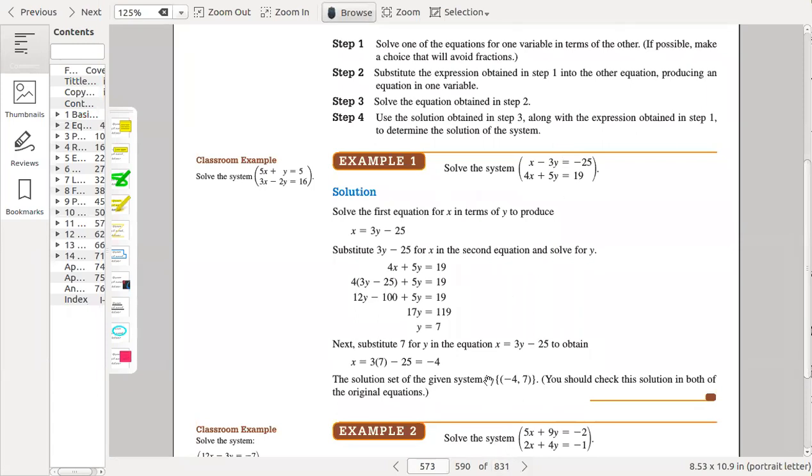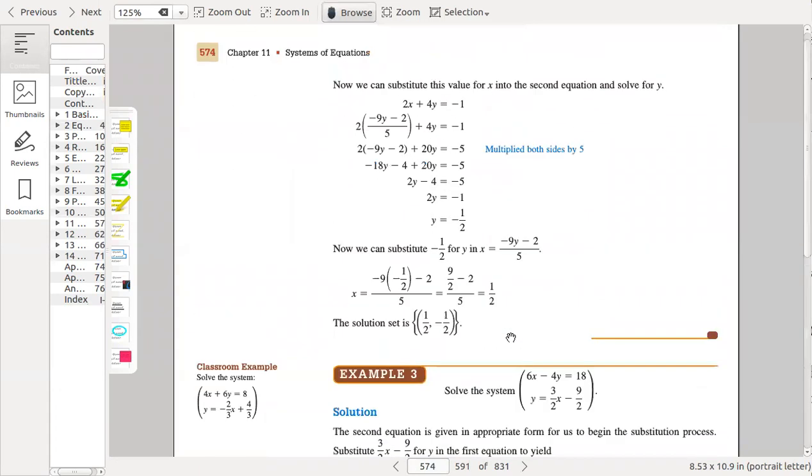If you want to verify whether the given solution is the solution of this system of equations, just replace x with minus 4 and y with 7, and you will have minus 25 on the left side. Similarly, if you replace x here with minus 4 and y with 7, you have 19 on the left hand side, which is equal to the right hand side.